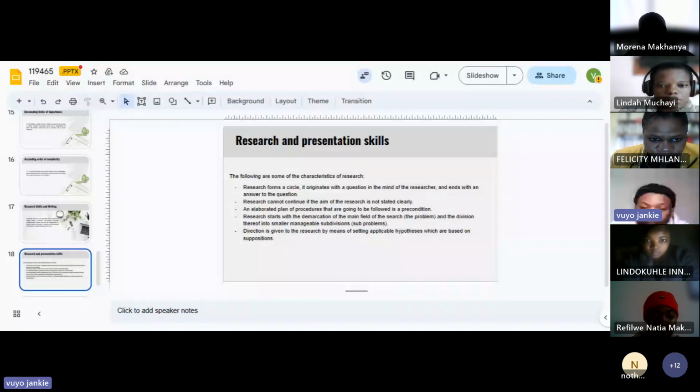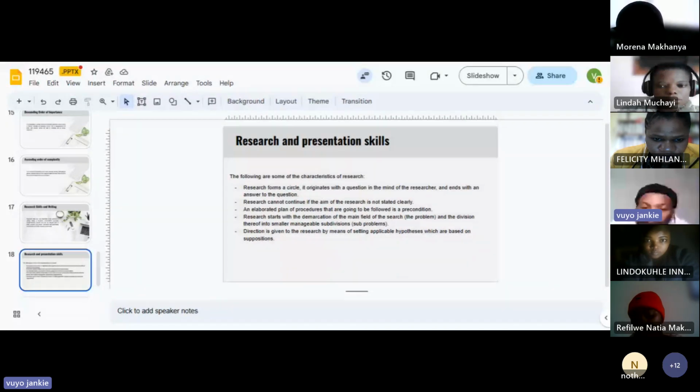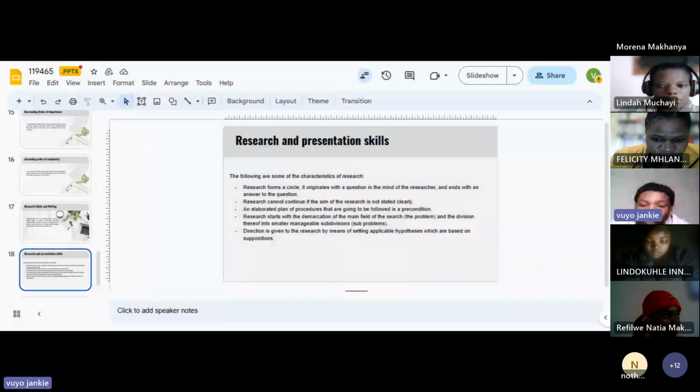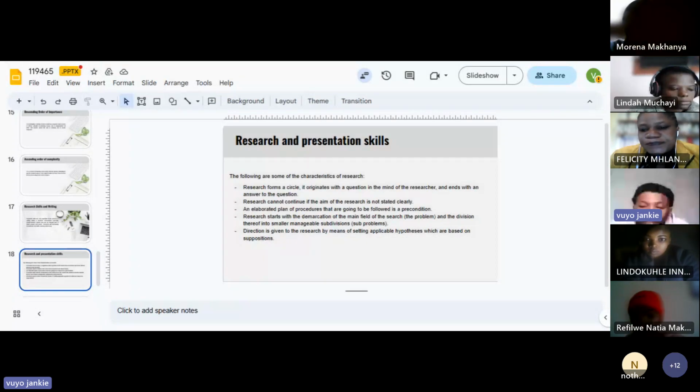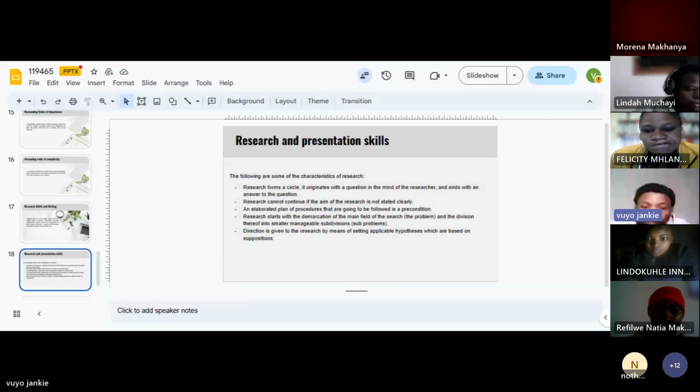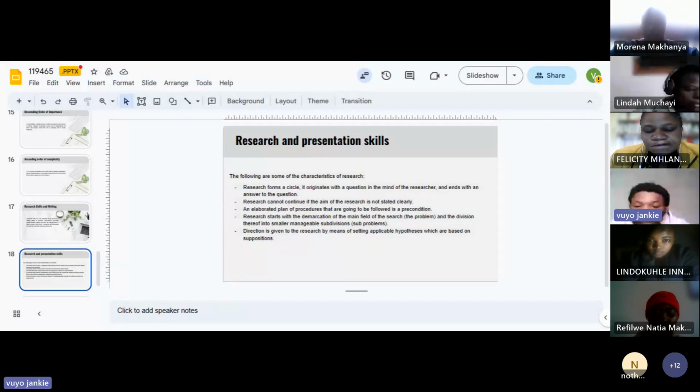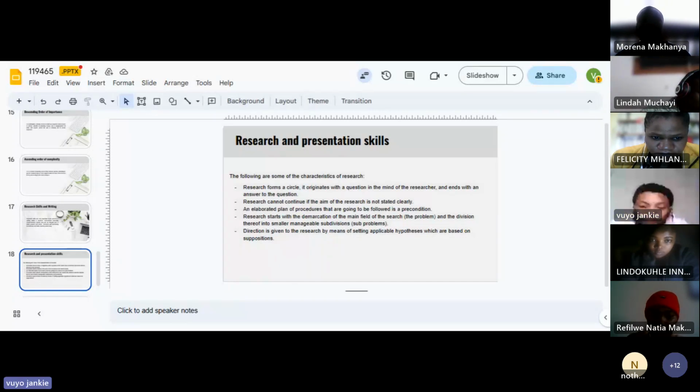Research forms a circle. It originates with a question in the mind of the researcher and ends with an answer to the question. Research cannot continue if the aim of the research is not stated clearly. An elaborate plan of procedure that you are going to follow is a precondition. Research starts with the demarcation of the main field of research, the problem, and the division, therefore, into smaller, manageable subdivisions, sub-problems.